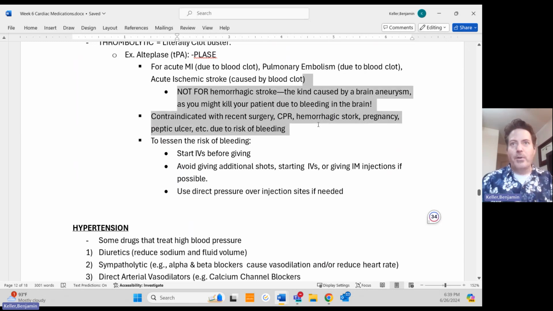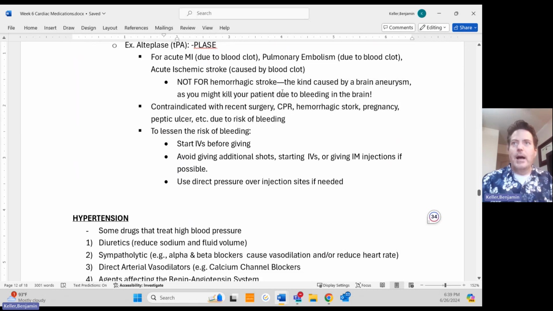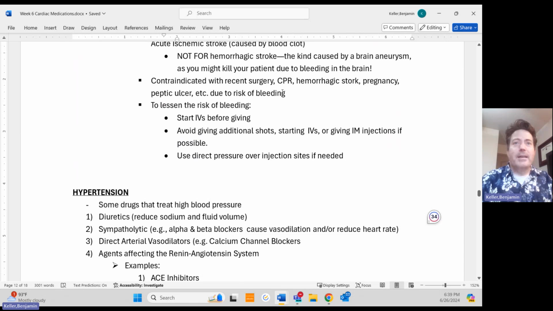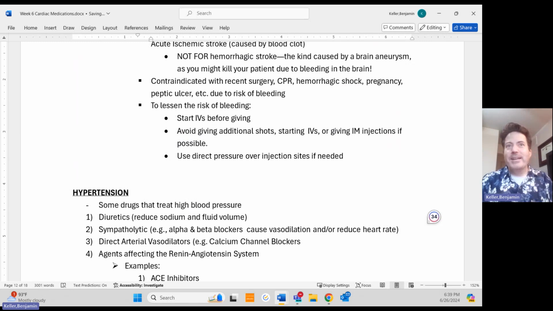But you don't want to use this for hemorrhagic stroke. Never, never, never. That's the kind of stroke that causes bleeding in your brain, or like a brain aneurysm, because now you blew apart the clot that stopped the bleeding in the brain. So now they're just going to keep bleeding in the brain. Bad news. So it's contraindicated with recent surgery or CPR or hemorrhagic stroke. Pregnancy, peptic ulcers due to risk of bleeding and stuff like that. So there are some guidelines around that.